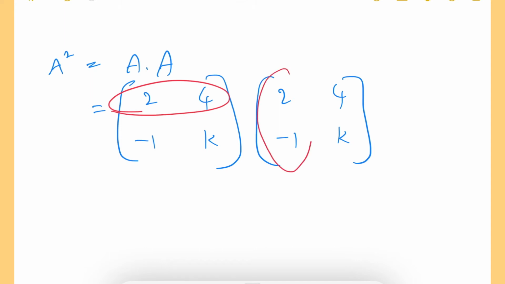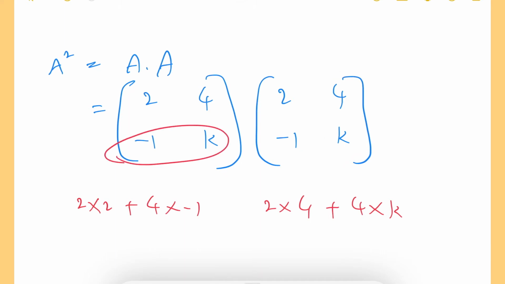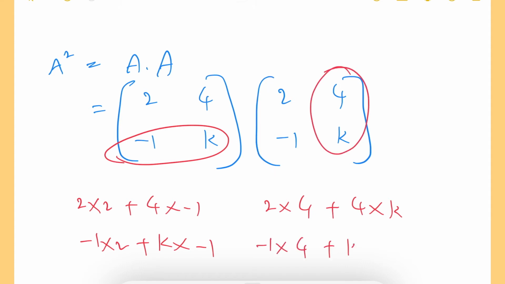First row multiply with the first column: 2 into 2 plus 4 into minus 1. First row multiply with the second column: 2 into 4 plus 4 into k. First row completed. Now let's move to the second row. Second row into first column: minus 1 into 2 plus k into minus 1. Next, second row multiply with the second column: minus 1 into 4 plus k into k.